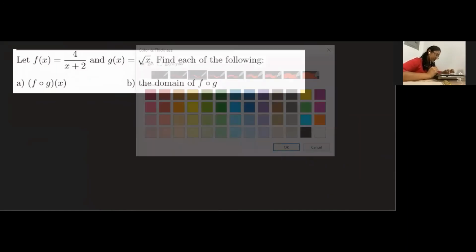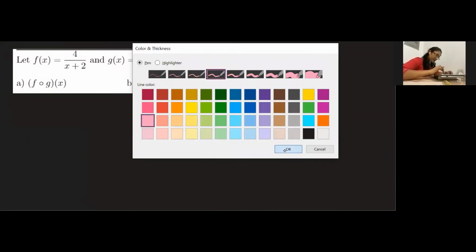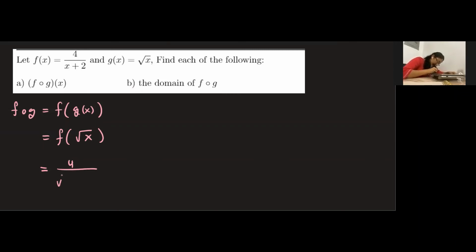Here again, I have two functions, and we want to find the domain of f circle g, and we'll also do the composition f circle g. So let's find the composition result first. f circle g is going to be f of g of x. So we take g of x, in this case the square root of x, and plug that into f of x. And f of x is going to do 4 over x, where x is replaced with g, which is simply 4 over square root of x plus 2. And this is already simplified, so that's the composition of f circle g.